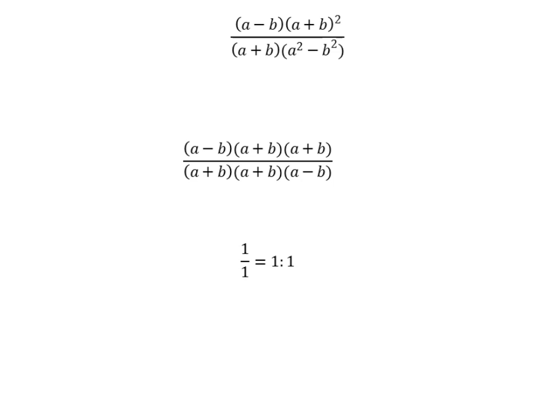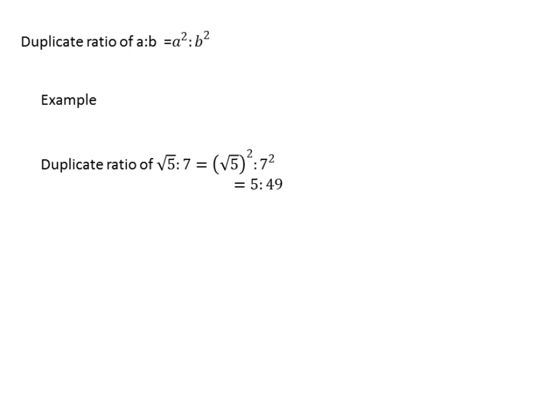Okay. Now we come to the next topic. Duplicate ratio of A is to B is A square is to B square. Now I am taking an example. Duplicate ratio of root 5 is to 7 will be root 5 square is to 7 square. Now root 5 square, the root cancels out with the square, so I will get only 5, and 7 square is 49. So the answer is 5 is to 49.